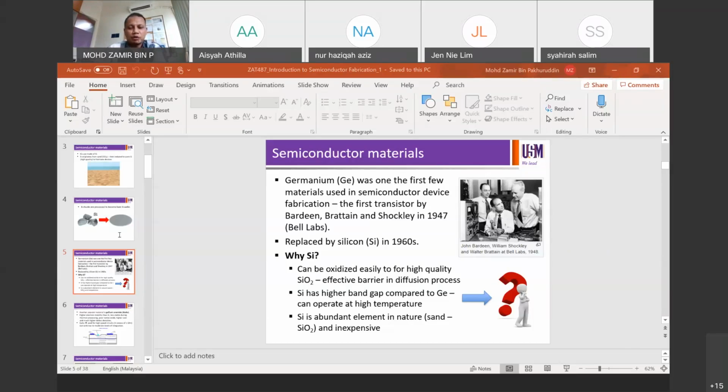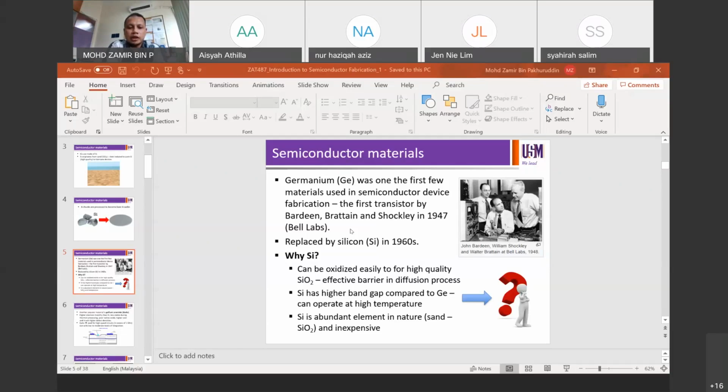Yes, gate oxide. Naim, tolong jawab. Right, the role is as the gate oxide. It's a very thin layer between the gate and the silicon, right? So the role is as gate oxide. In order to form gate oxide, we're going to learn later on, we need to oxidize the silicon to form the desired thickness, or an effective barrier in the diffusion process.